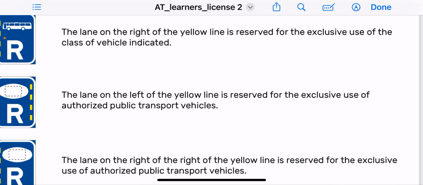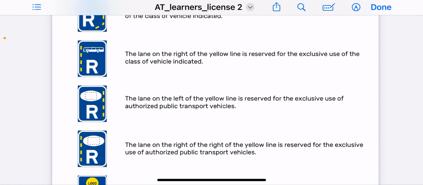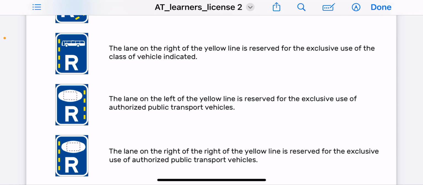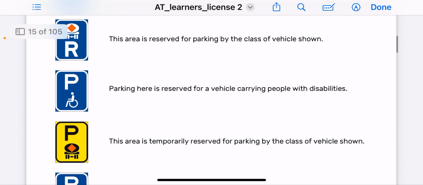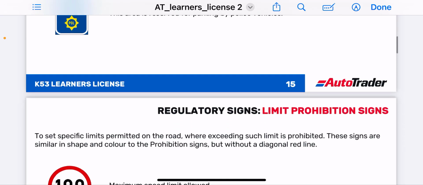They say the lane on the left of the yellow line is reserved for exclusive use of authorized public transport. So that's what they say. All right. So R is for reservation, P is for parking. P parking. You see? Parking. All right.